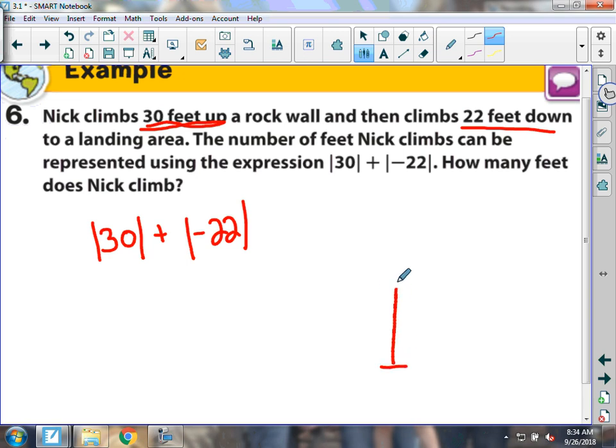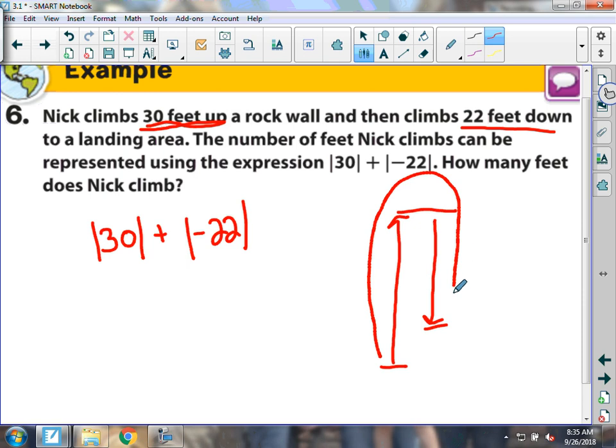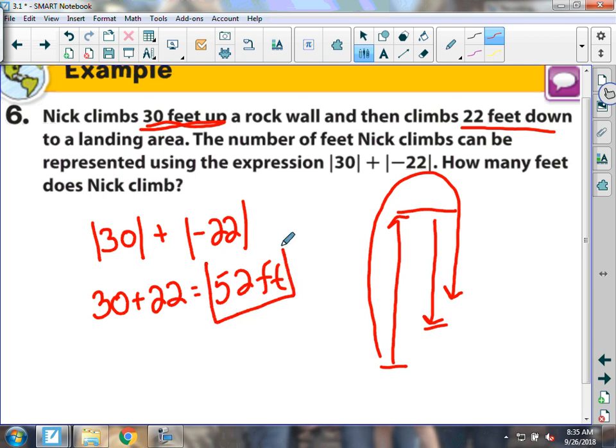So, climbs 30 feet up, and then 22 feet down. They want to know how many feet total does he climb. They want to know the total amount. So that's why we have to add the absolute value going up plus the absolute value going down to find the total amount. So my absolute value of 30 is 30, plus my absolute value of negative 22 is 22. So 30 plus 22. That's 52. So how many feet does Nick climb? He climbs 52 feet.